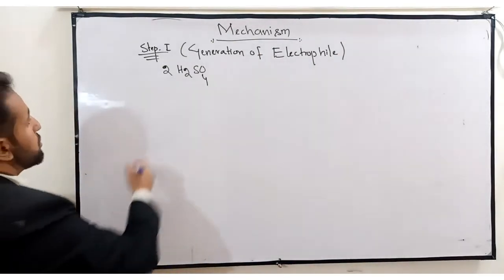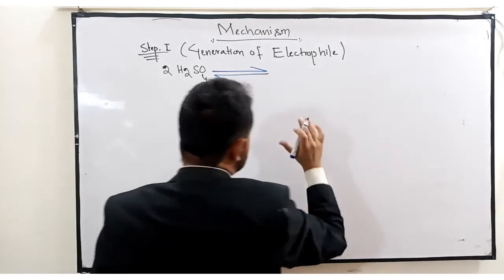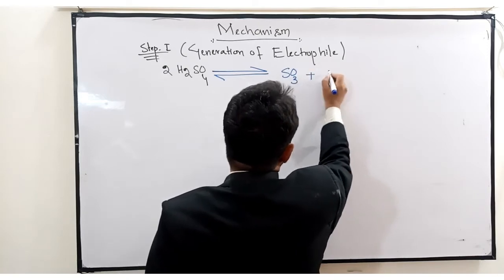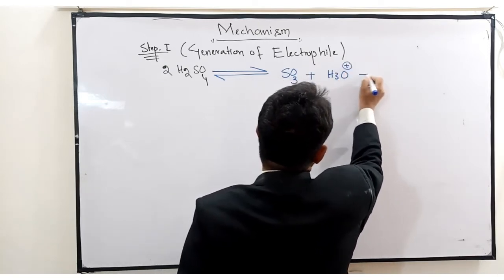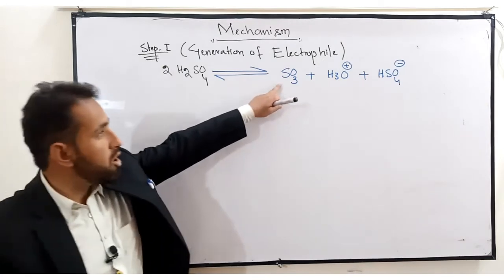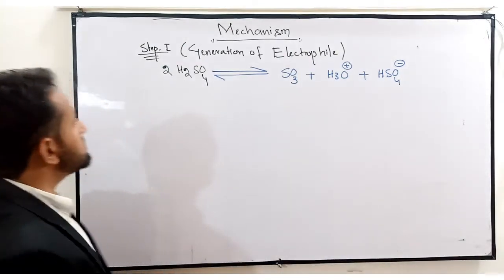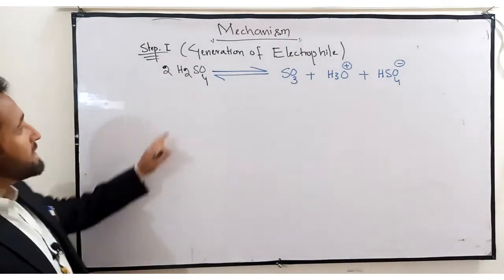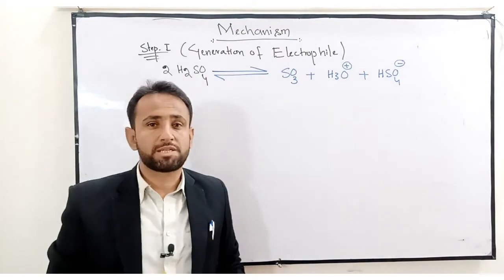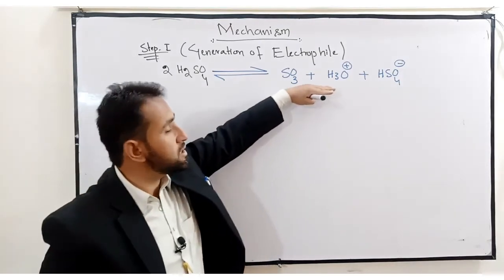So what will happen when I take two molecules of concentrated sulfuric acid? Three types of materials will be formed: one will be sulfur trioxide, the other will be H3O+, and the third one will be HSO4-. Understand? This is sulfur trioxide, this is the hydronium ion, and this is the hydrogen sulfate or bisulfate ion. This is the generation of the electrophile. We will discuss in detail how these three materials are formed from two molecules of sulfuric acid. Before explaining that, it is very important to clear this portion first.